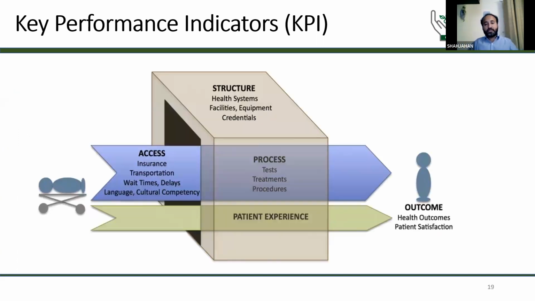Like in this picture, you can see when one patient is coming, he will use insurance, transportation, wait time, delays. So now the hospital structure is the structure indicator. Anything we use from the hospital like health system, facilities, equipment, credentials, all this will come under the structure indicator. And any process like test, treatment, procedure, this comes under the process indicator. After doing all these things, what is the result? That will be known as the outcome indicator.